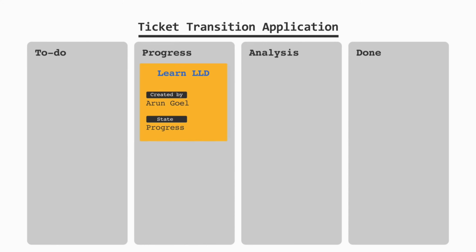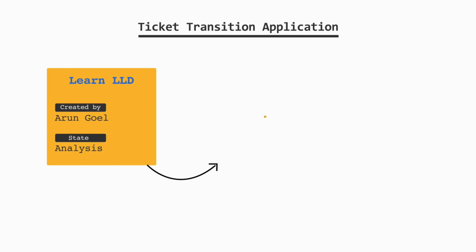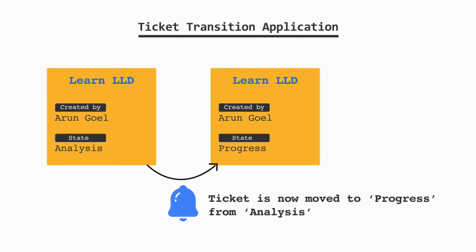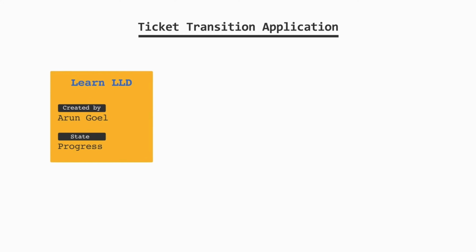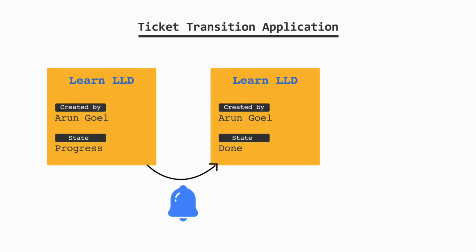So what we want to do in this question is send a different notification whenever there's a state change. For every state change, let's say the ticket went from analysis to progress, we want to send a notification saying that the ticket went from analysis to progress. Suppose a ticket went from progress to done, we want to send a different type of notification, or let's say two notifications saying that the ticket is done and you can move on to the next task.